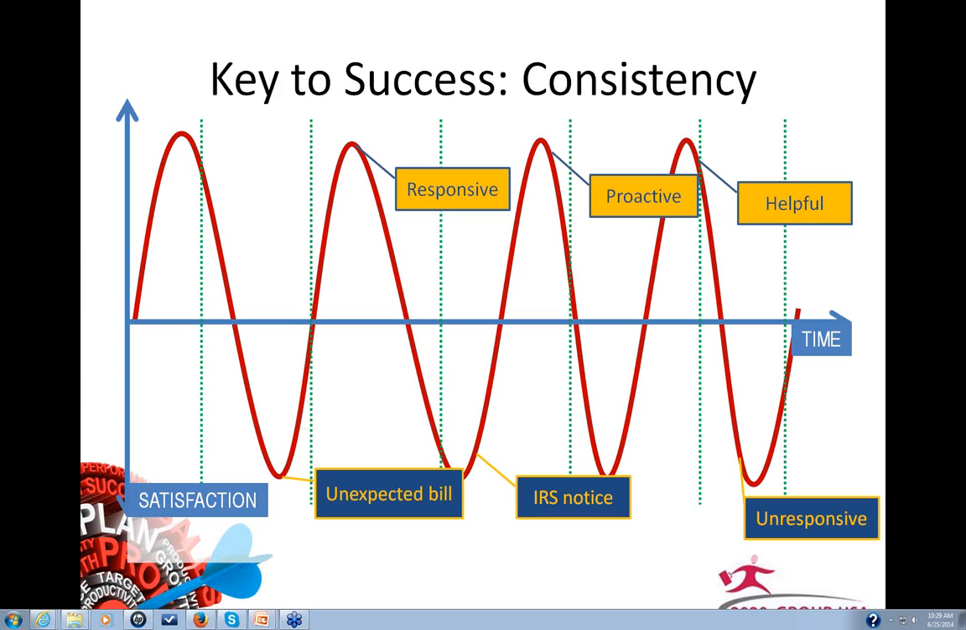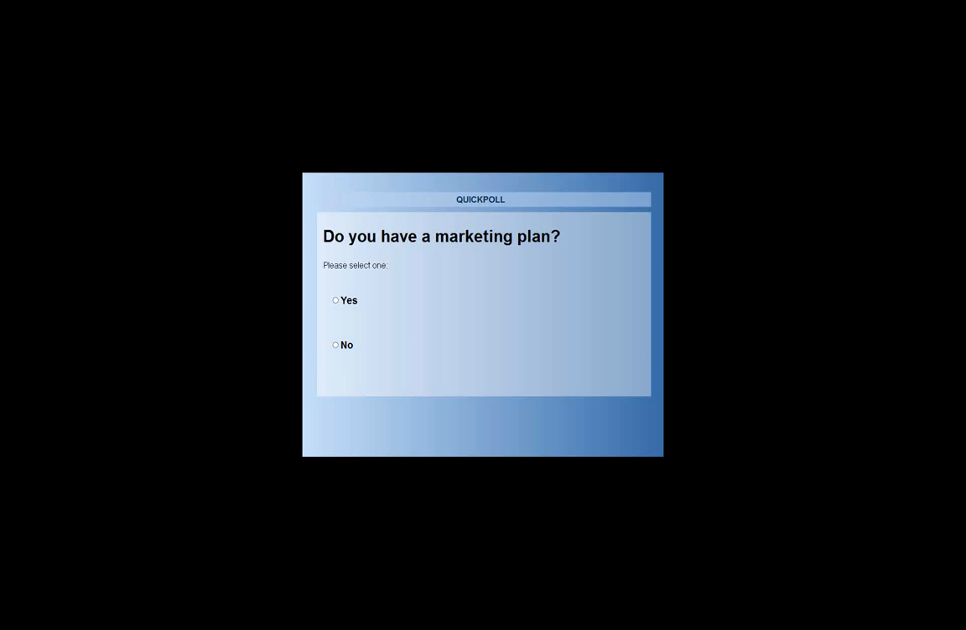Very simple one. Do you have a marketing plan? Yes, no. There's not even a maybe option. Just yes or no. Do you have a marketing plan that talks about consistency? So we'll just leave that open for a little bit longer. We've got about 2/3 of the audience voted.